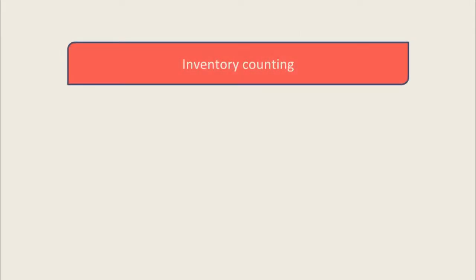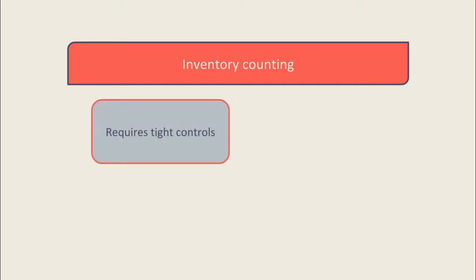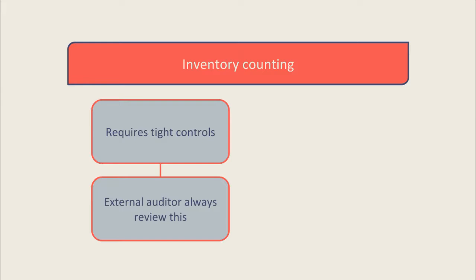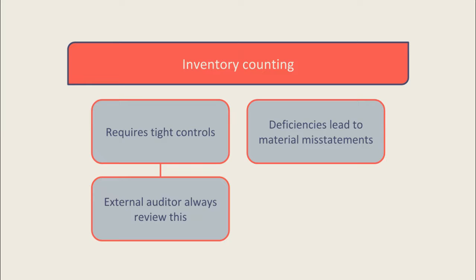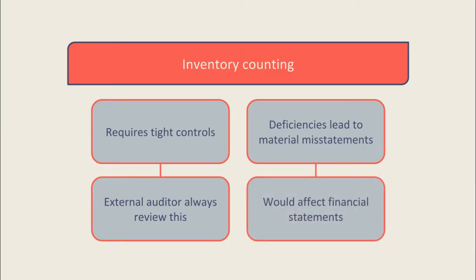The inventory counting process requires tight controls for it to be effective. The external auditor will always review this control carefully, as if there are deficiencies, it could lead to material misstatements in the inventory balance. This would affect the statement of financial position and the P&L. If the company carries out a year-end inventory count, the auditor will attend. If they carry out several counts during the year as a continuous counting process, the auditor will attend a sample.